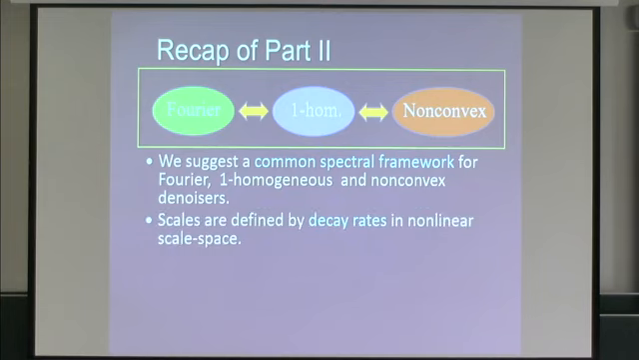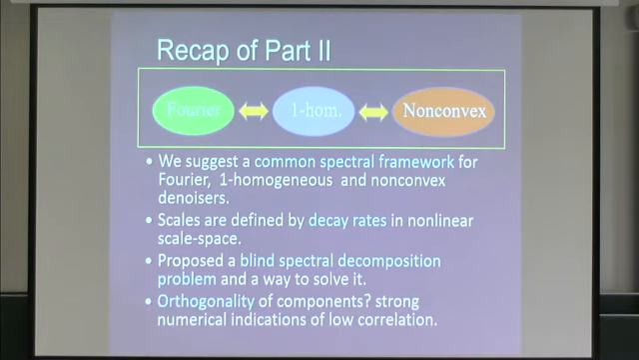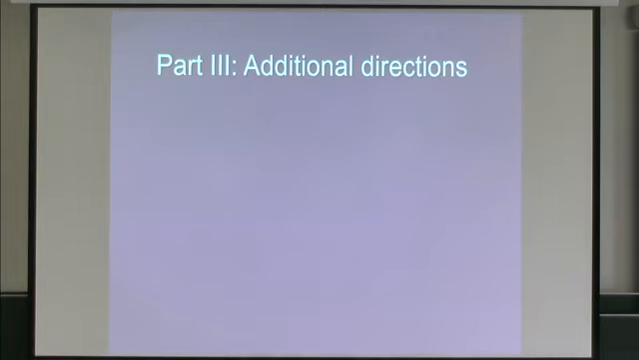And we go back many years ago to scale space. Nonlinear scale space helps us define this, and we look at the decay rates. We propose the blind spectral decomposition problem and a way to solve it, and we check orthogonality, and we have numerical indications. The correlation of the components is low.